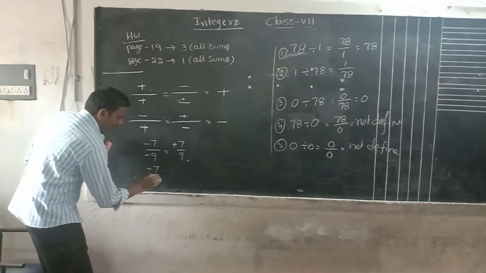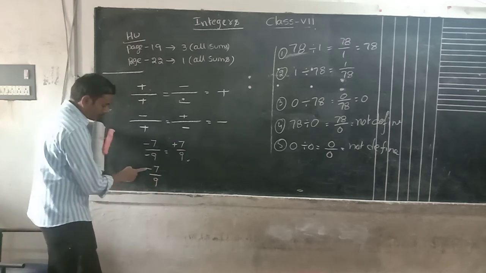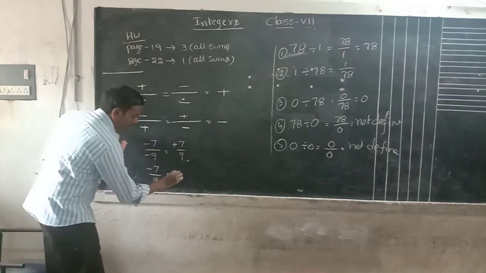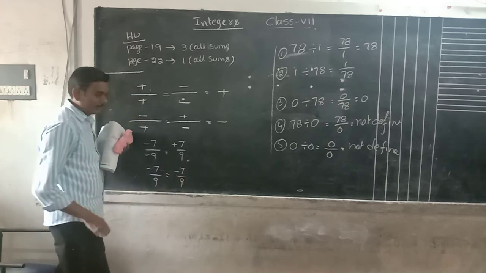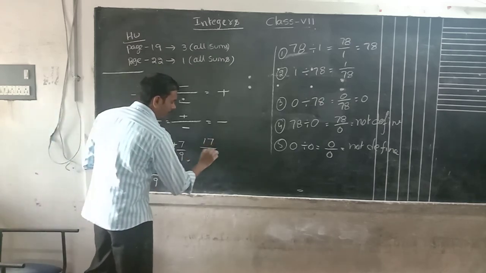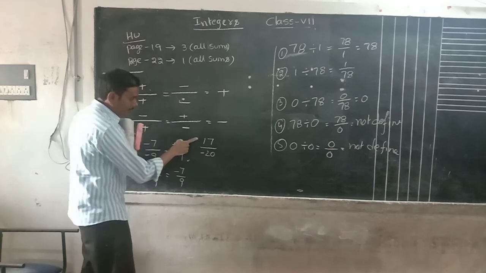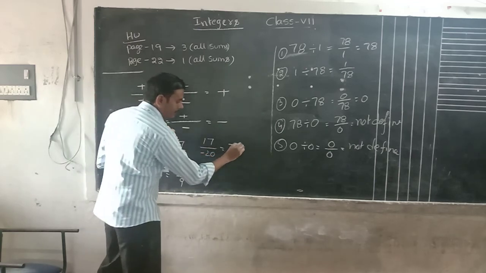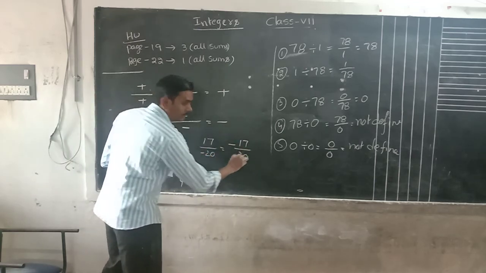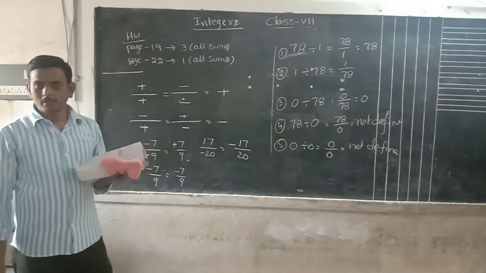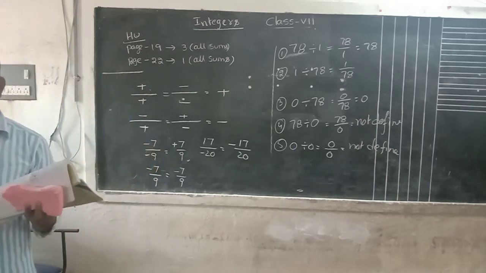Otherwise, minus 7 by minus 9 is there. One is minus, one is plus, then what we can write is minus only. Otherwise, we can write 17 by minus 20 like this given. One is plus, one is minus, then minus only. 17 by 20.